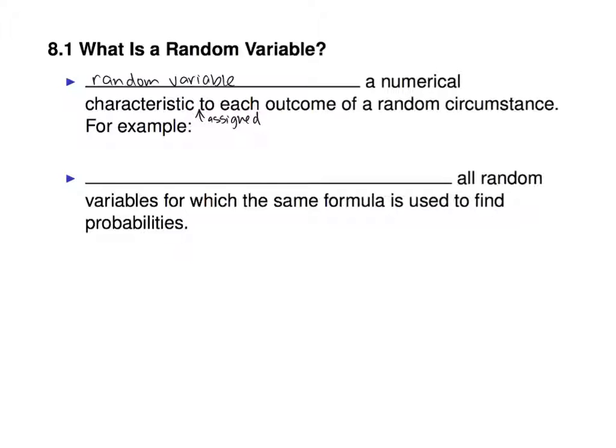So for example, suppose you have a group of people and you want to know how many in that group have type O blood. If you have 10 people, you could have no one with type O blood, you could have one person, 2 people, 3 people, 4 people, 5, 6, 7, 8, 9, 10.